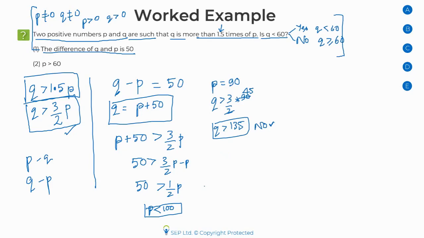Okay. Now P less than 100, can I take P equal to 10, for example? I can. So Q is more than 3 by 2 times of 10. 2 ones are, 2 fives are. So I'm saying Q is more than 15. If Q is more than 15, can it be less than 60? Yes, there is a case. Which means the first statement is giving me a no and a yes, both. Which means it is not sufficient to answer the question.